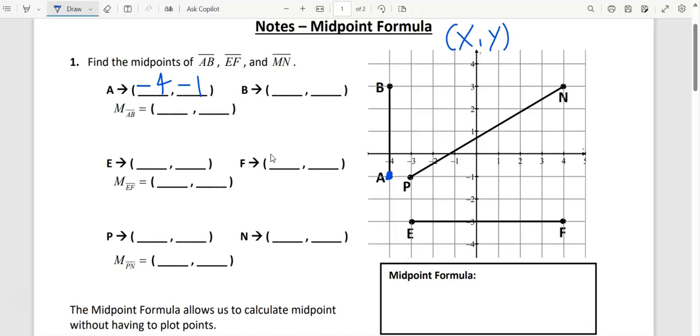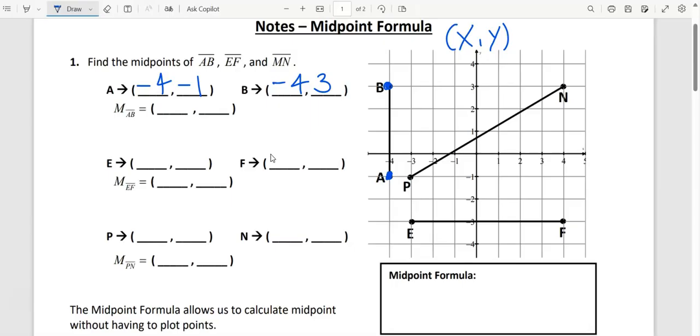Okay. Now point B is right here. So what's the x value? -4. And what's the y value? It goes up 3, so that's -4, comma 3. I'll stop there for a second. Is everyone looking up here first? Do you know how to get coordinate points from a graph?